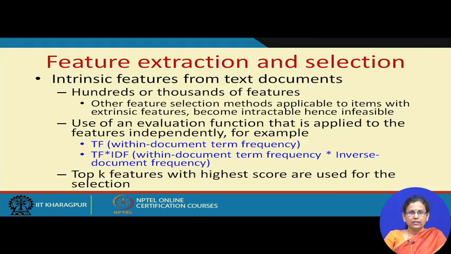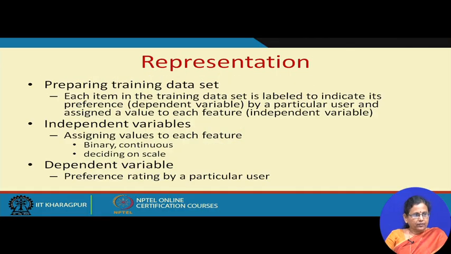It is not limited to these two, there can be many more, but these are very frequently used features. Now, the top k features with the highest score can be used for describing the item, then representing the item. So, the idea is to prepare here, as I told you, you have to learn the user preference model.